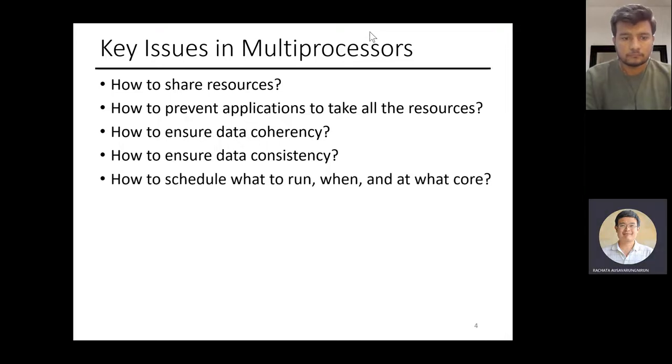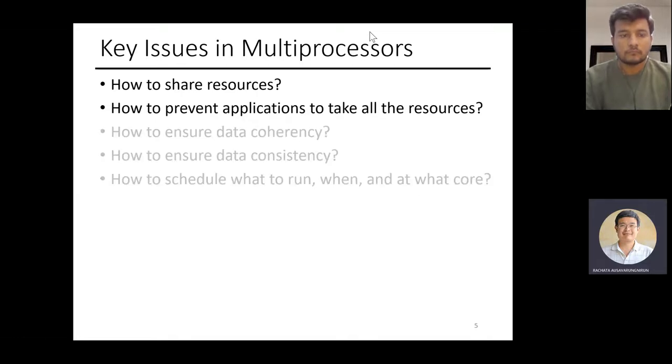How do we schedule what to run, and when, and on what core? If I want to map threads in a multi-threaded program, and I have multiple cores, how do I do the scheduling? Because you're going to have more threads than the number of cores that you have. Let's say you have 8 threads and you have only 4 processing cores. How do you make sure each thread takes turns and uses the core resources to run the program?